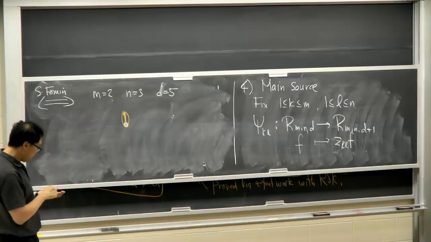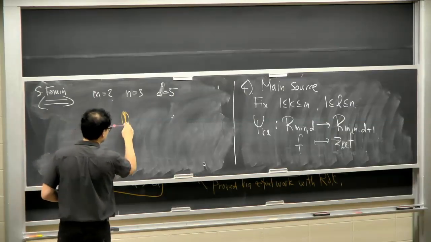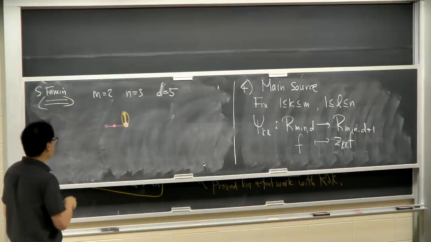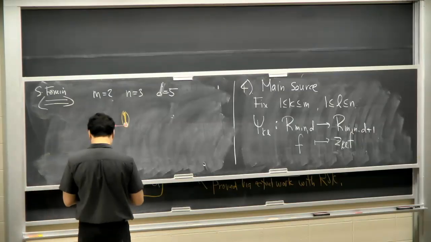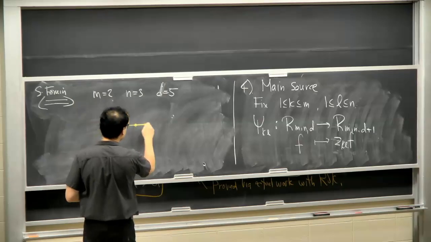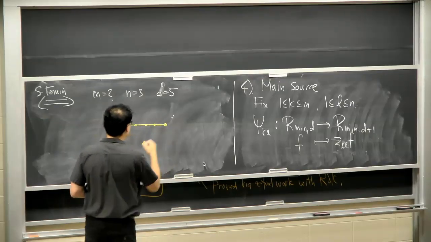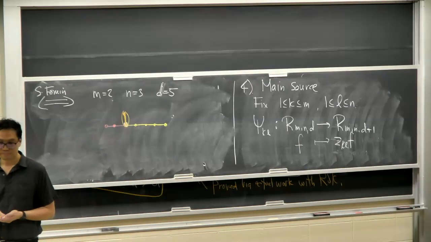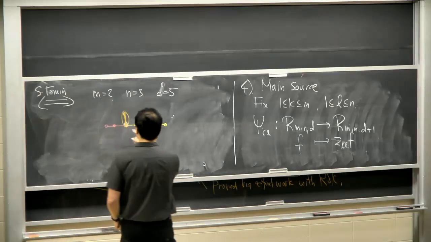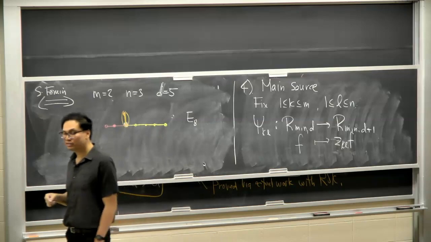This 3 is going to be a path of length 3, and they're going to overlap at the central vertex. And finally, the 5 is going to correspond to a path of length 5, again overlapping at the central vertex. So this is E8 in the Dynkin diagram classification.